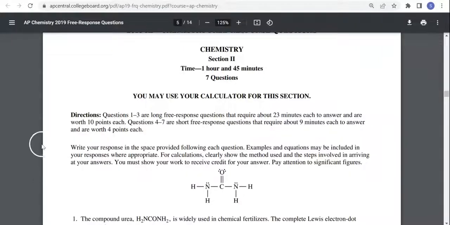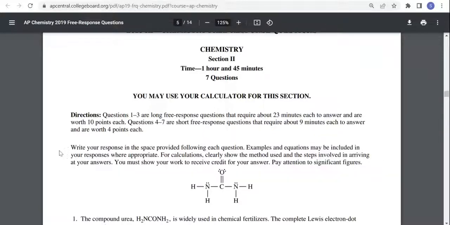Now note, it also says, for calculations, clearly show the method used and the steps involved in arriving at your answers. You must show your work to receive credit for your answer and pay attention to significant figures. So basically always show your work and then round your final answer to the proper number of significant figures, and with the correct units if applicable.